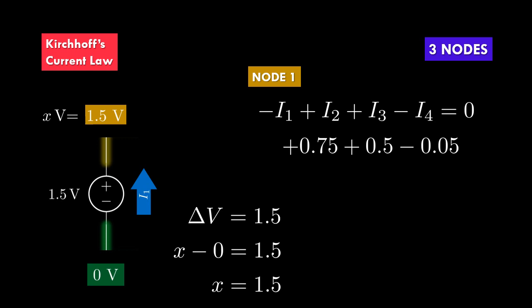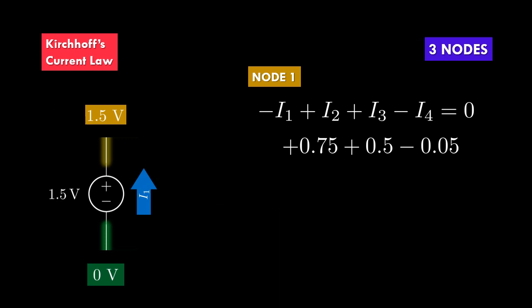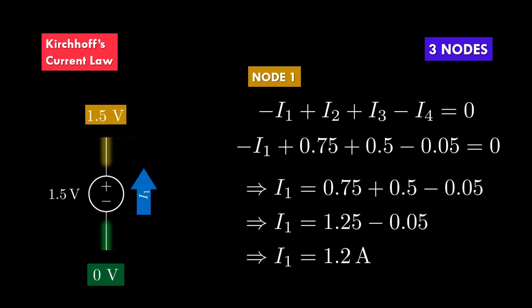Is there any other way we can figure out the value of I1? Of course, this is where the node equation comes in. We already know all the currents and I1 is the only remaining unknown current. So we can use it to figure out that I1 is actually 1.2 amperes. So you can see how KCL can help us figure out unknown quantities.